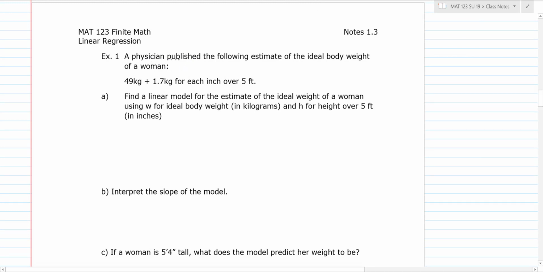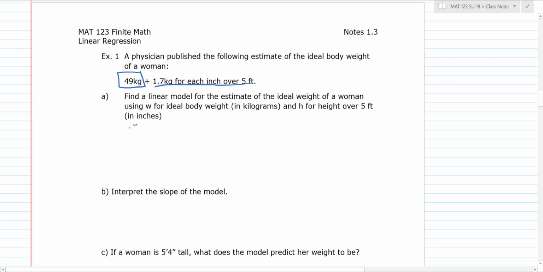So this says, a physician published the following estimate of the ideal body weight of a woman, and it says it's 49 kilograms to begin with. That's kind of the beginning weight. And then you got this condition that as you're over 5 feet, you gain 1.7 kilograms for every inch. So that's a linear model. So the way that this would go, we're going to find a linear model of the estimate of the ideal weight of a woman. W is the ideal body weight in kilograms, and H is the height over 5 feet.